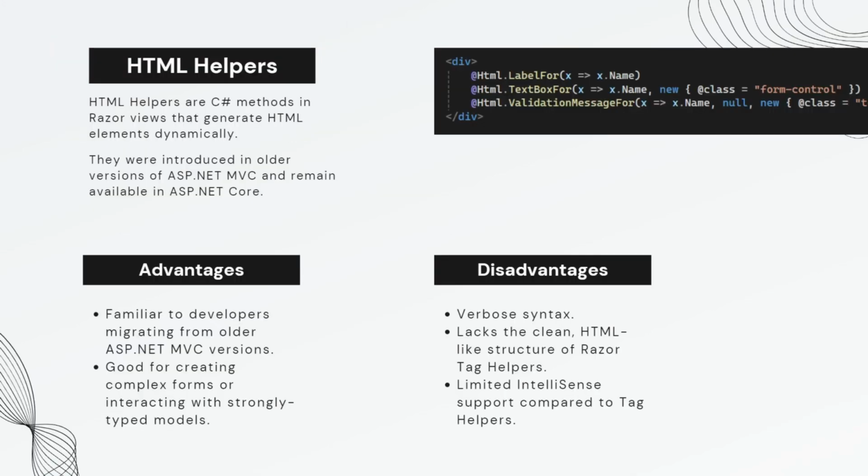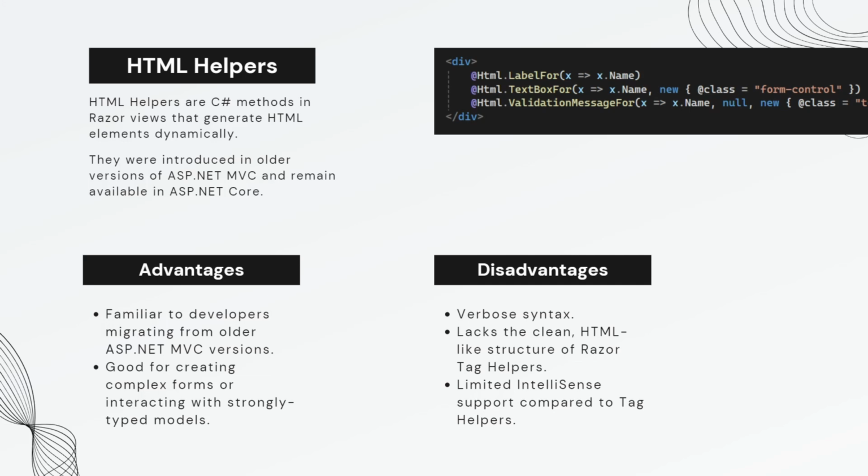Let's first start with HTML helpers. HTML helpers are C# methods in Razor views that generate HTML elements dynamically. They were introduced in older versions of ASP.NET MVC and remain available in ASP.NET Core. So if you are migrating from a project in ASP.NET Framework, you can only have HTML helpers in ASP.NET Framework. If you are migrating from older versions of ASP.NET MVC, you are already familiar with HTML helpers.